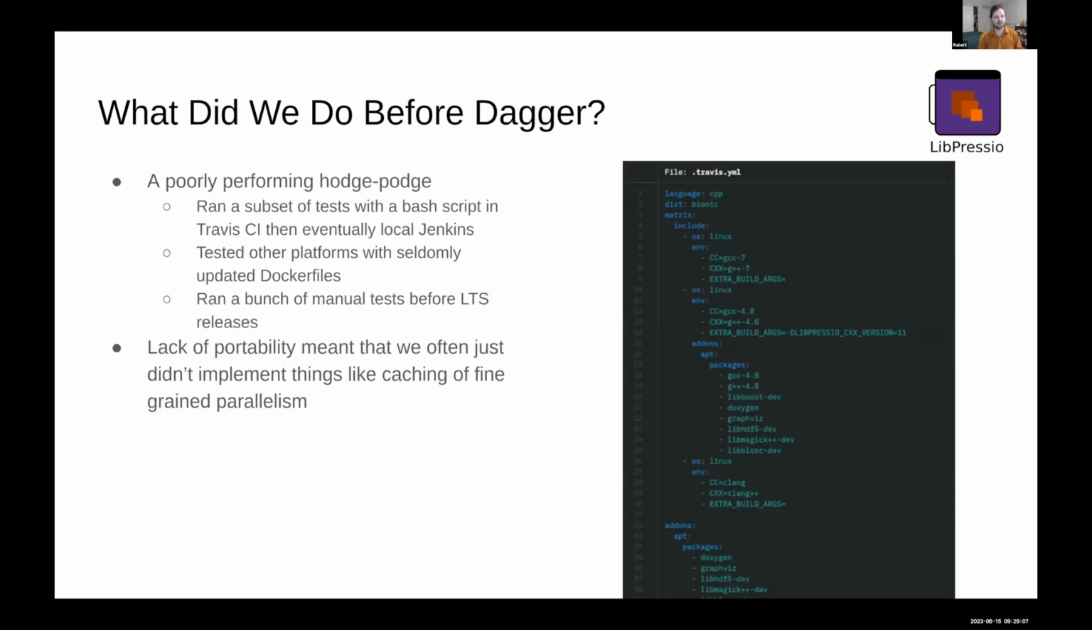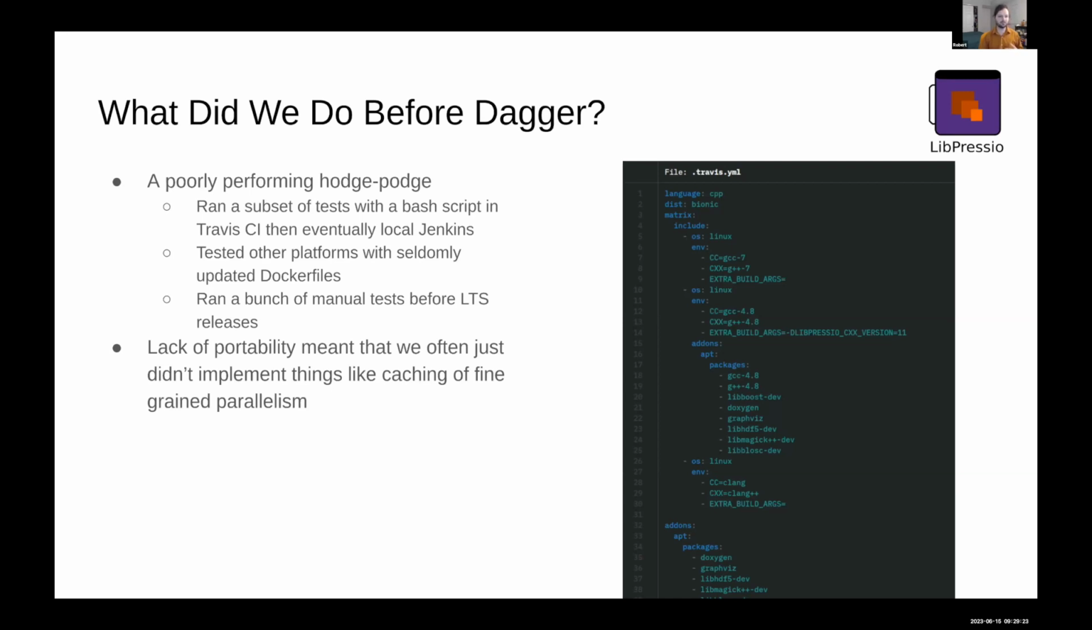So what did we do before Dagger? We had kind of a poorly performing hodgepodge of things, ranging from a bash script that was in a Travis CI and then was eventually migrated to a set of local Jenkins instances. And I think they want us to migrate again to GitLab.